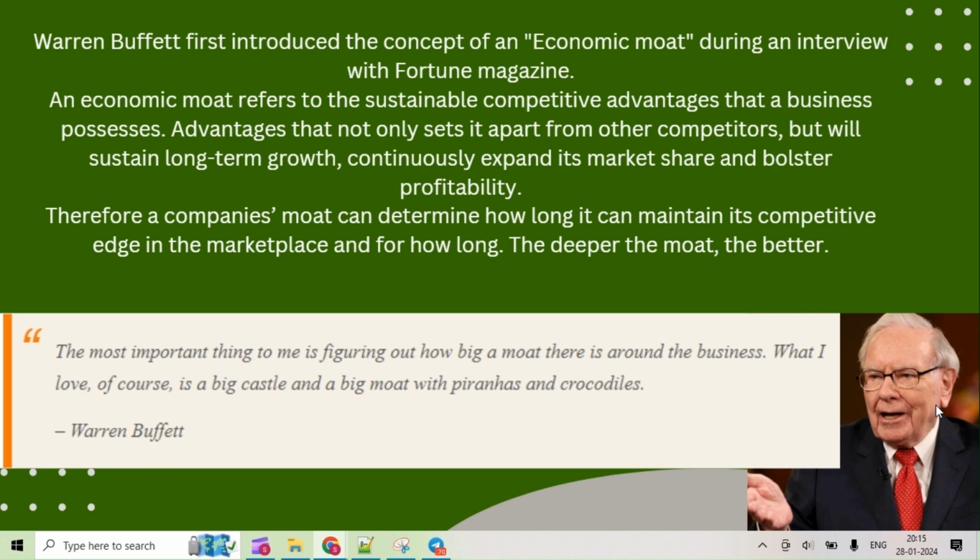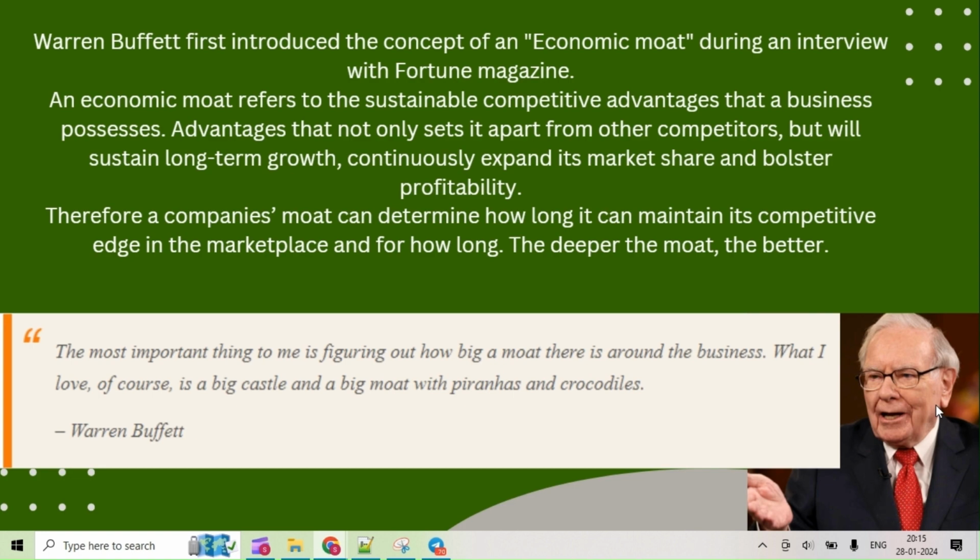The deeper the moat, the better, right? So this is the quote of Warren Buffett. What he's saying is that the most important thing to me is figuring out how big a moat there is around the business. What I love, of course, is a big castle and a big moat with pharaohs and crocodiles.